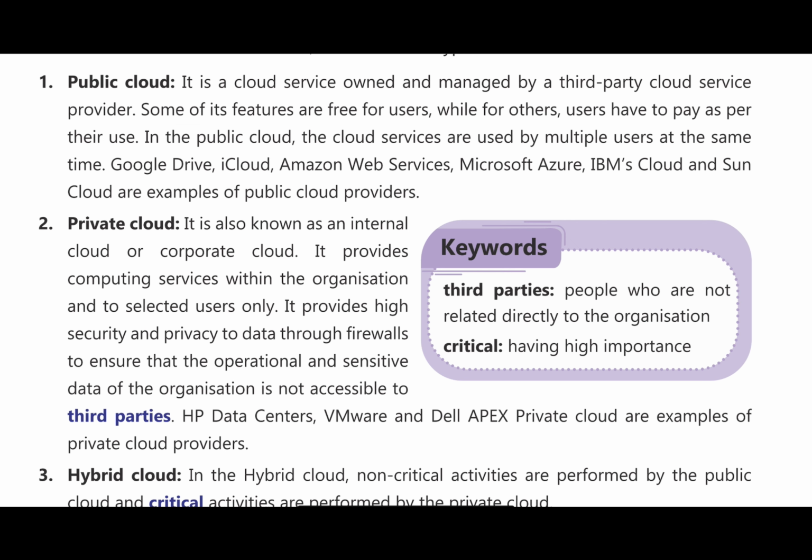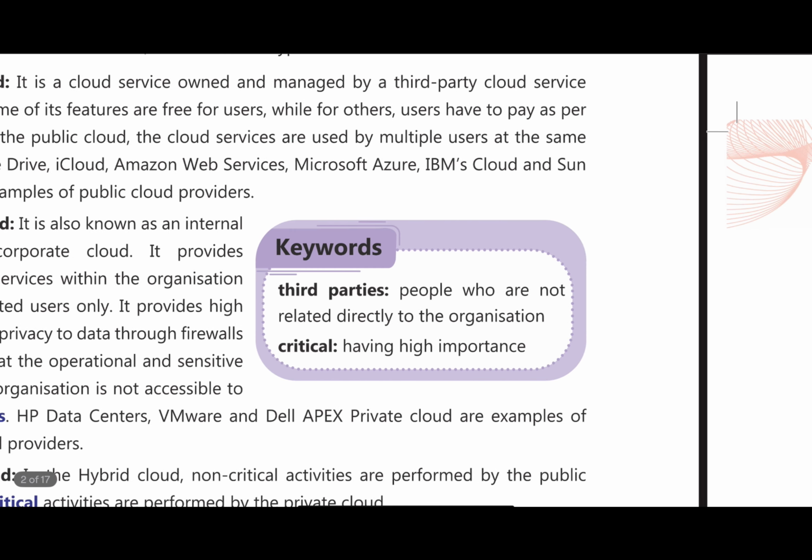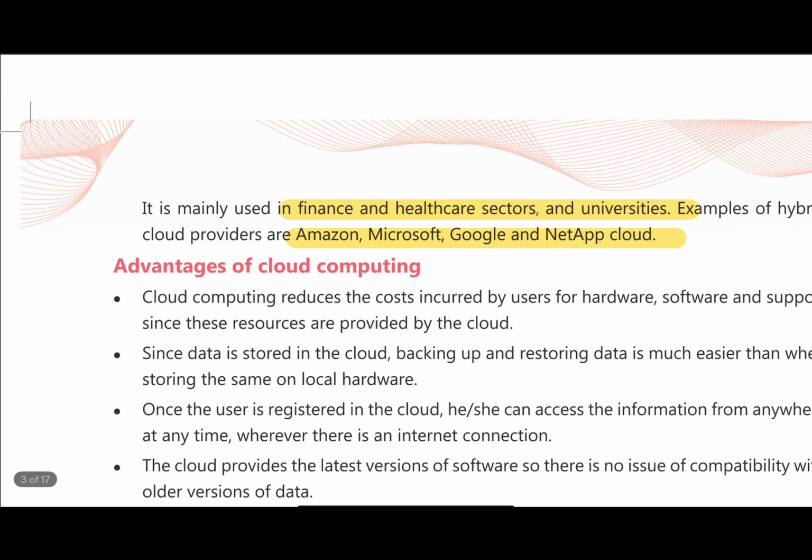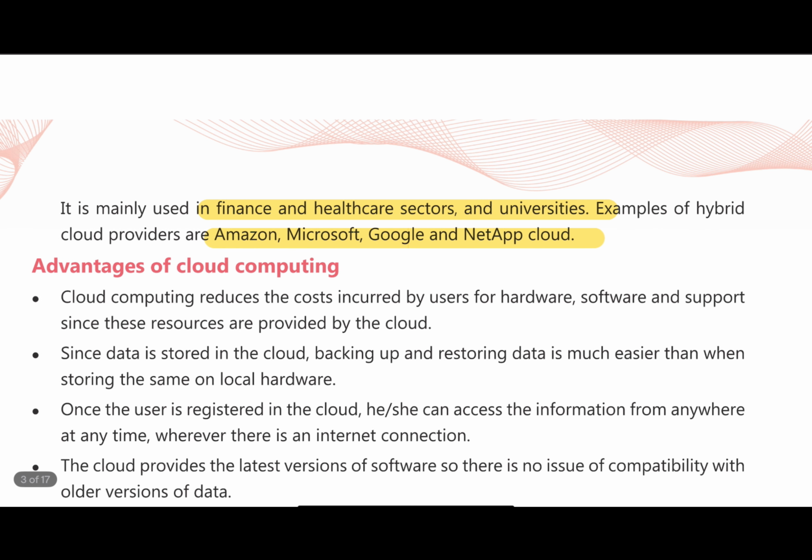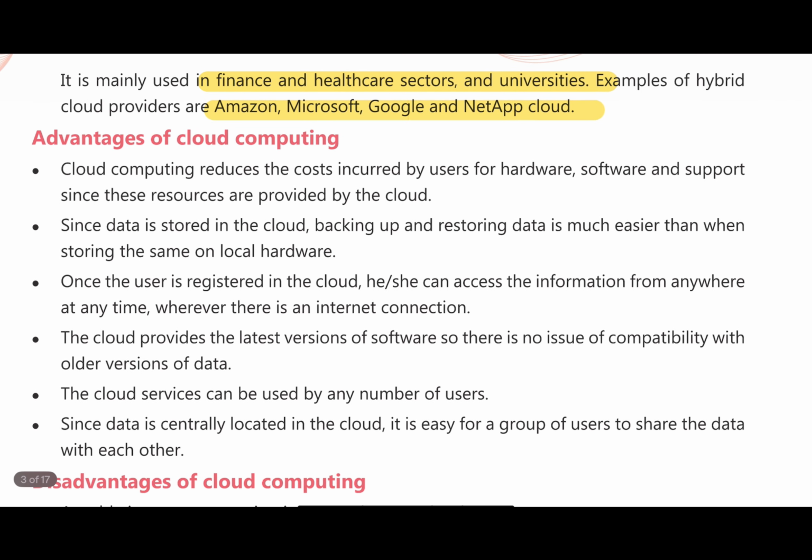And hybrid is based on our condition, correct? If there is critical data, then we will use hybrid service. If there is not, then we can go for public one. Who uses this hybrid? Finance companies, healthcare sectors and universities. What are the examples of hybrid cloud providers? Amazon, Microsoft, Google and NetApp Cloud.